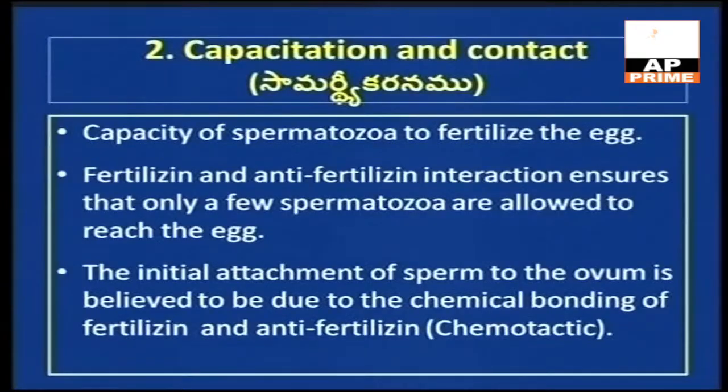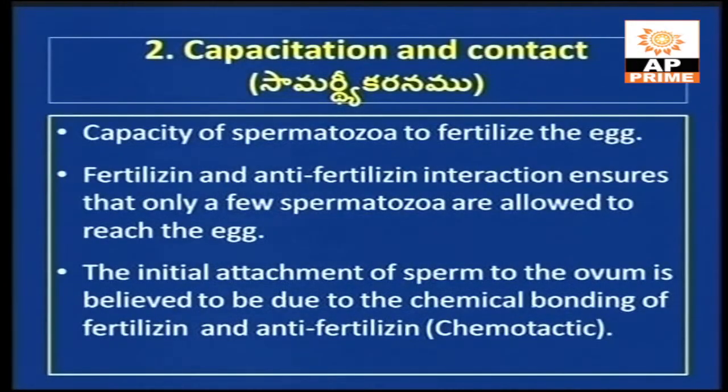Here the fertilizin and anti-fertilizin interaction ensures that only a few spermatozoa are allowed to reach the egg. That means only a few spermatozoa can recognize these chemical substances which are released by the egg. The initial attachment of sperm to the ovum is believed to be chemotactic only. That means the chemical bonding of fertilizing and anti-fertilizing chemicals which are present in the sperm and ovum.